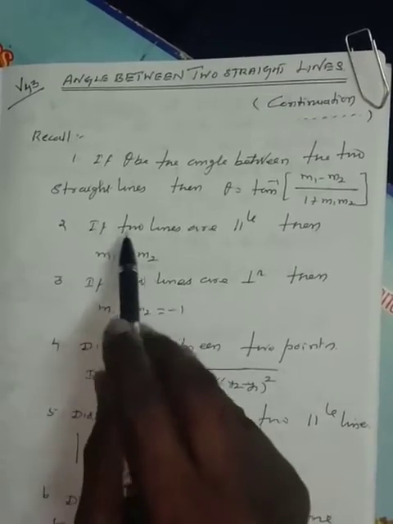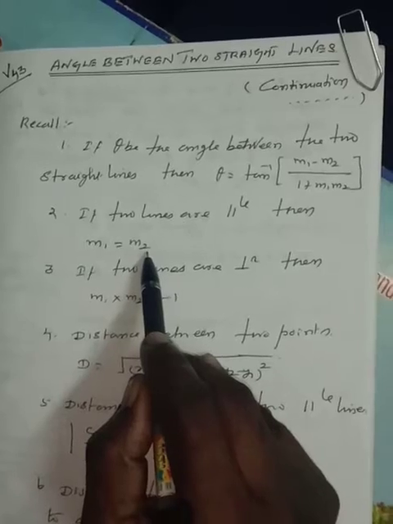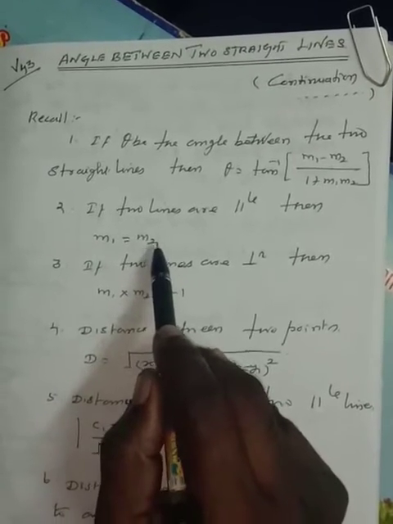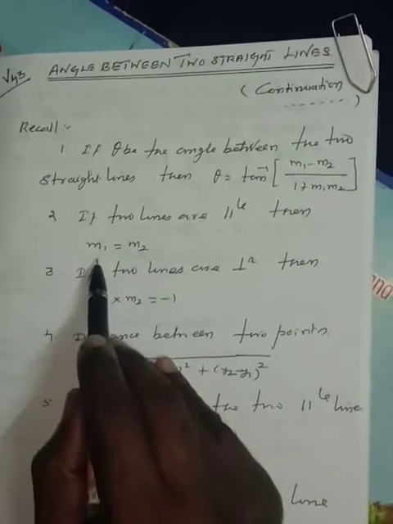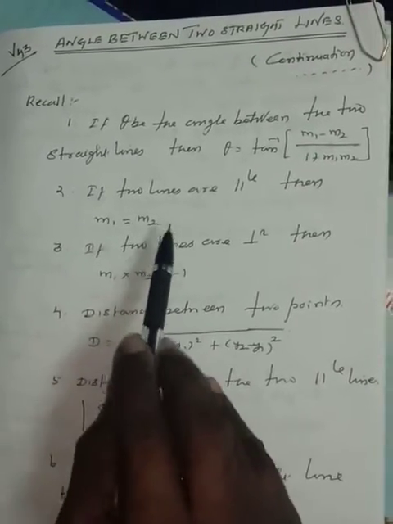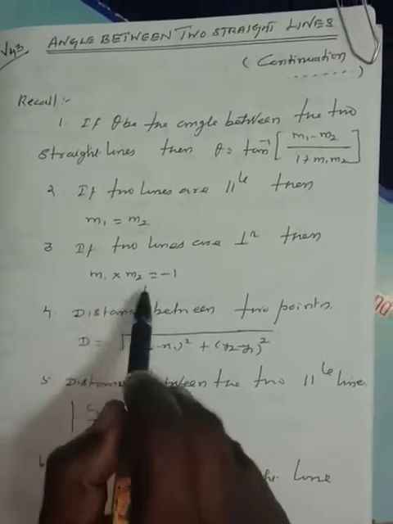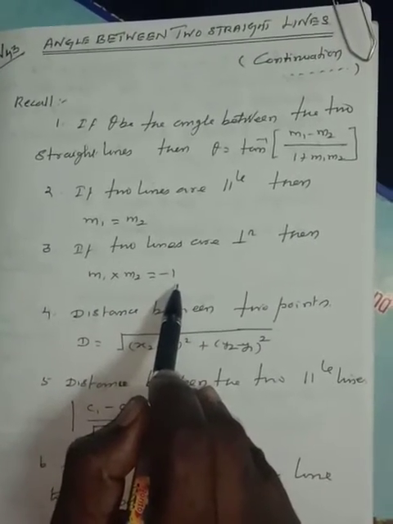Number 2: if the two lines are parallel, then m1 is equal to m2. Slope of the first line is equal to slope of the second line. Number 3: if the two lines are perpendicular, then the product of the two slopes will be minus 1.